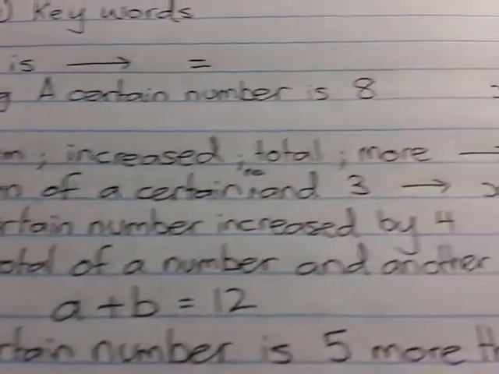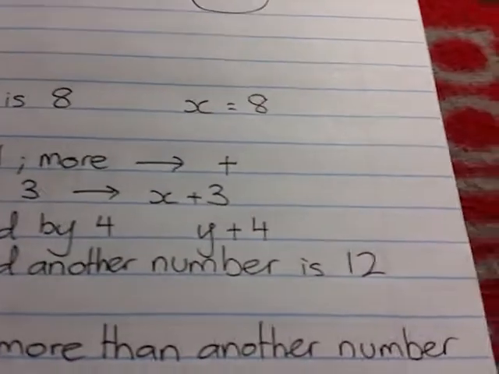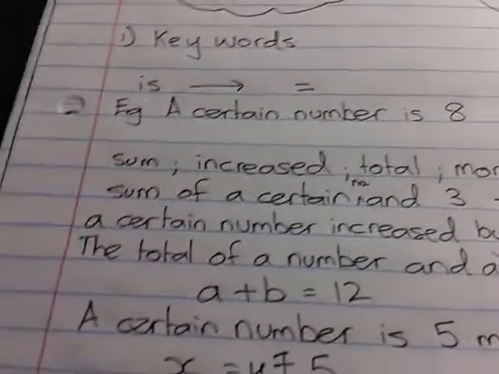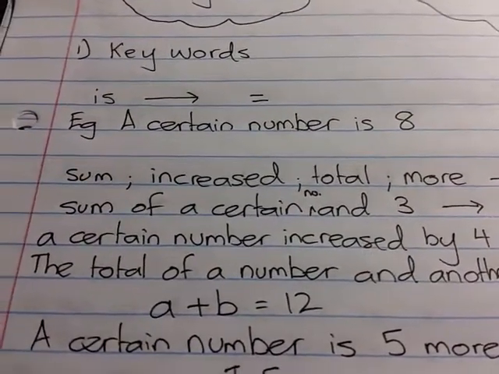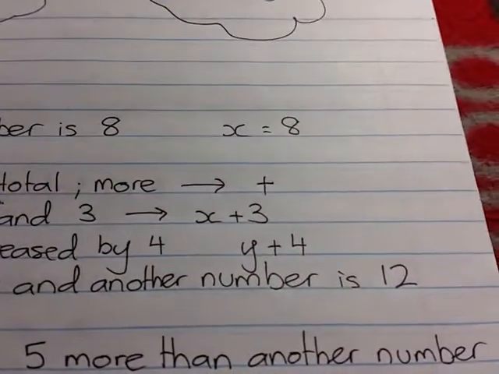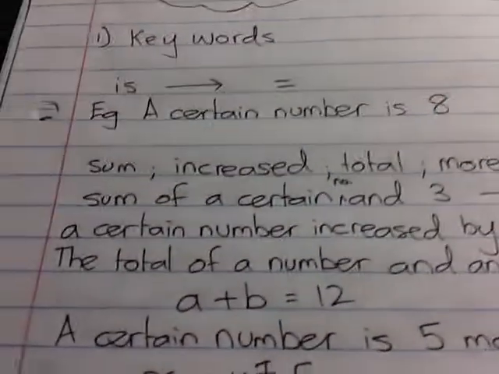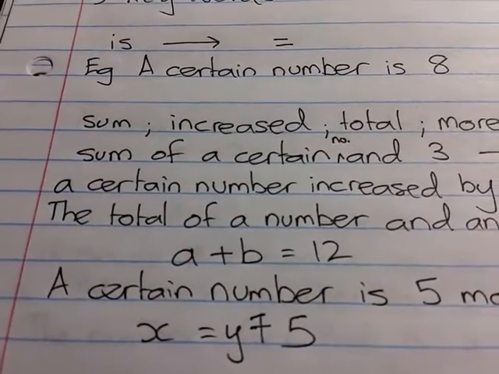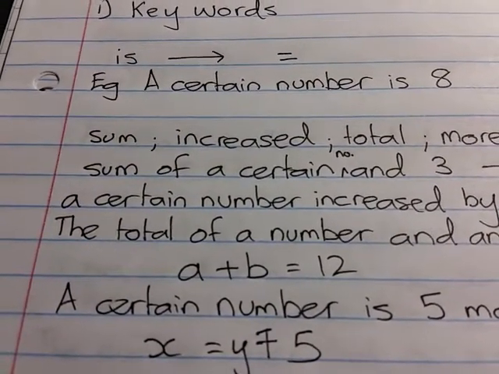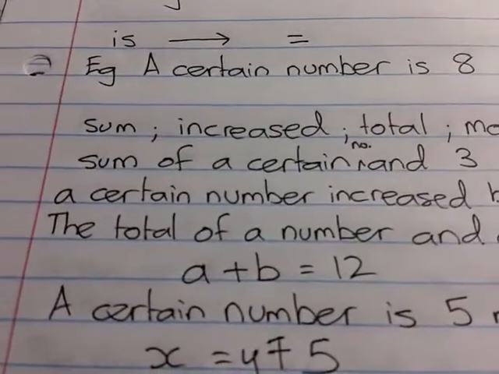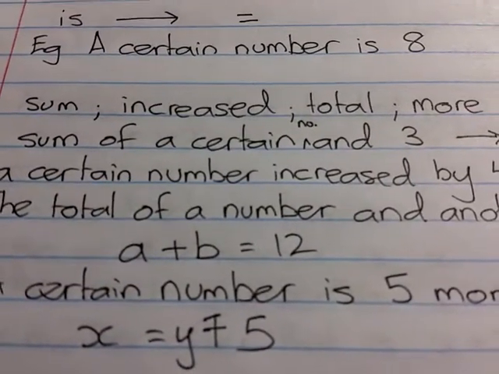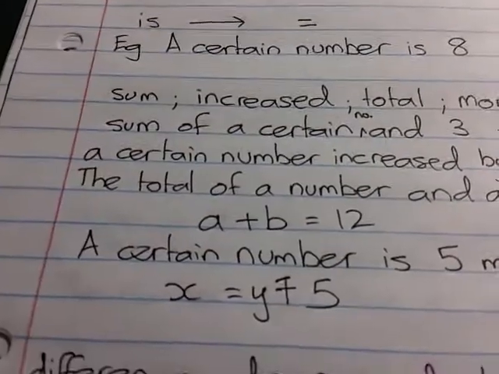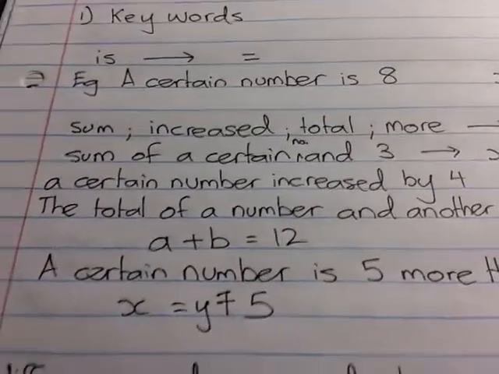A certain number is 5 more than another number. So here, reading the sentence carefully, a certain number is 5 more than another number. So there are two unknowns involved here. The first one, x, and I'm starting it with x equals because you can. It says a certain number is. And it's 5 more than another number. So that means that's the other number, which is y, plus another 5. That's some addition involved there.